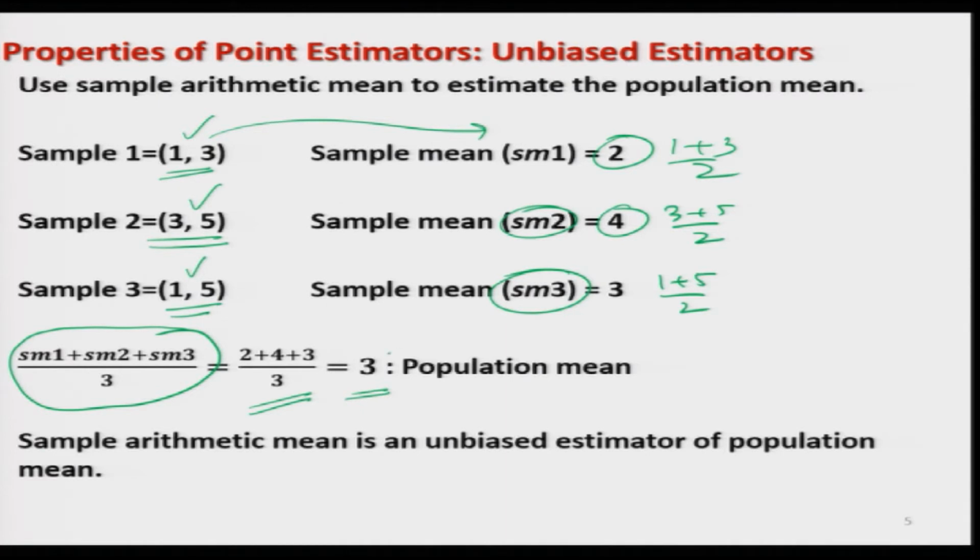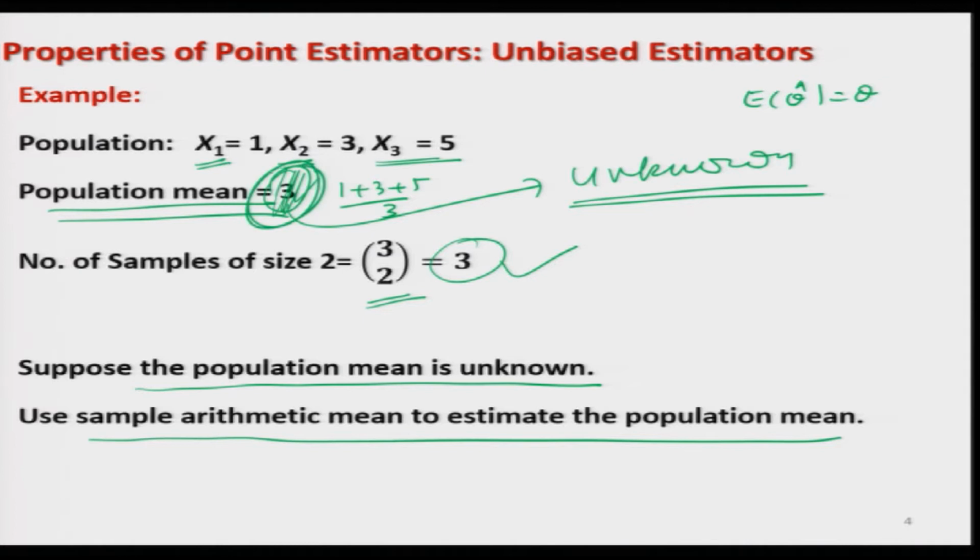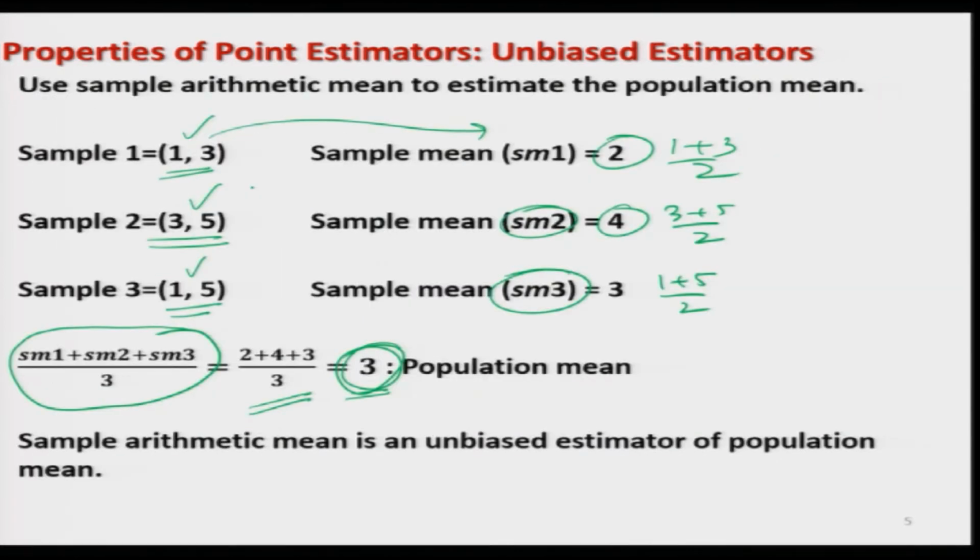Now, if you see what this 3 was, this was the population mean that was unknown to us. So, you can see here that if you take all possible samples from the population, and you find the mean of all the means, and if this value comes out to be the same as the value of the population mean, then we say that our estimator is an unbiased estimator of the population mean.